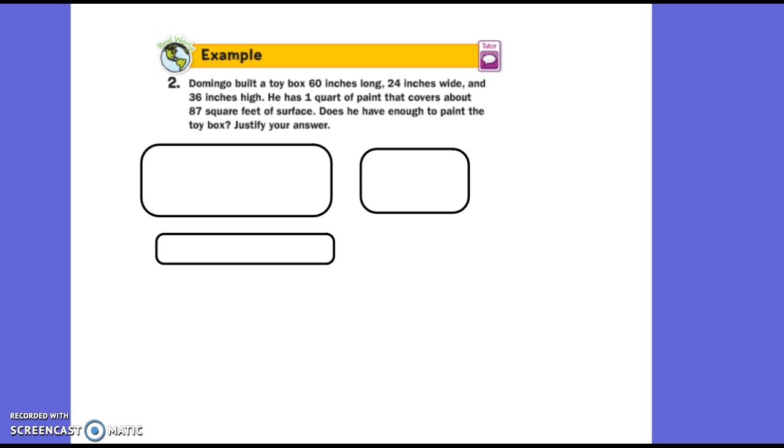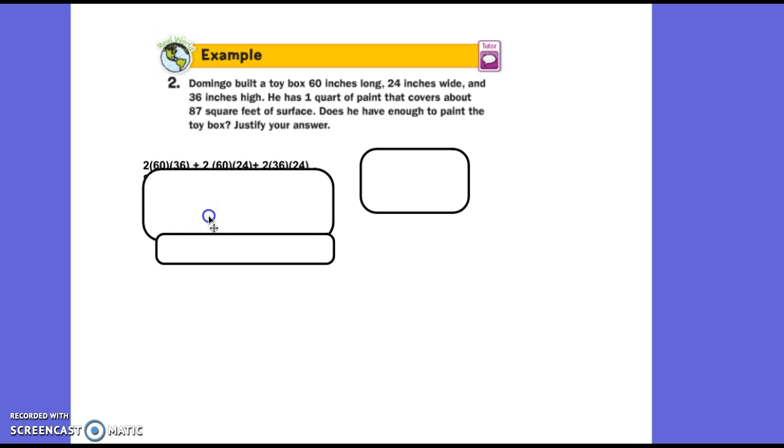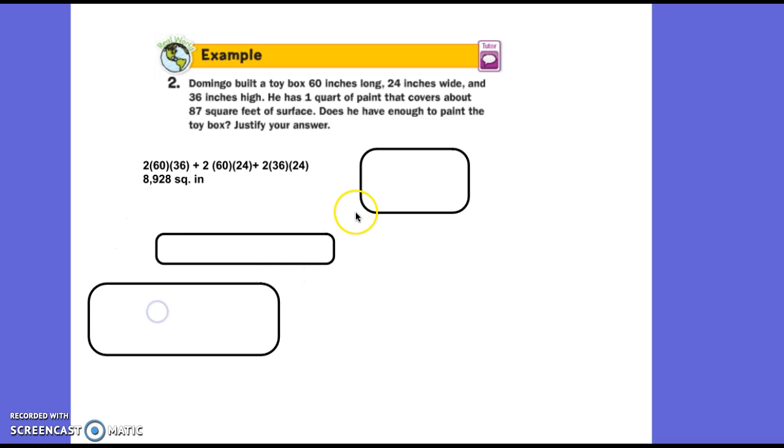Domingo built a toy box 60 inches long, 24 inches wide, and 36 inches high. He has 1 quart of paint that covers about 87 square feet of surface. Does he have enough paint for the toy box, and justify your answer? The first thing you need to do is find the surface area of the toy box. Those are the dimensions you would use, and that is the answer you would get. His toy box is 8,928 inches squared.